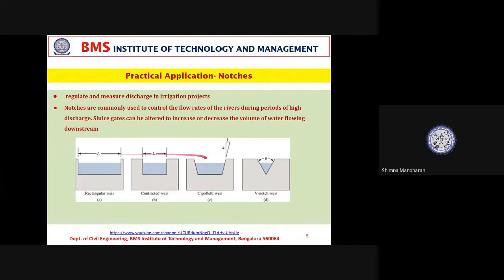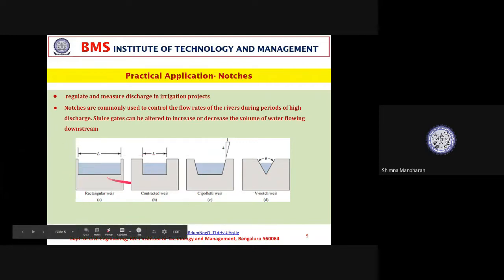These are the typical examples for notches: the rectangular weir, the contracted weir, the Cipolletti weir, and the V-notch weir. Notches are commonly used to control the flow rates of rivers during periods of high discharge. Then the sluice gates can be altered. Whenever there is a possibility of flood, you listen on the news that a sluice gate is being lifted up or closed. So it can be altered to increase or decrease the volume of water flowing downstream.